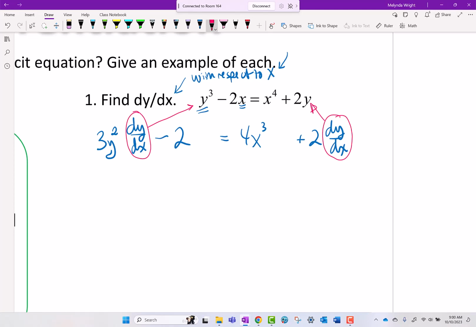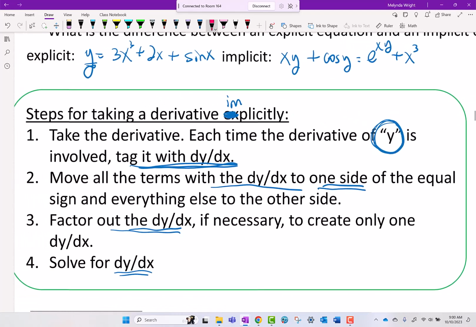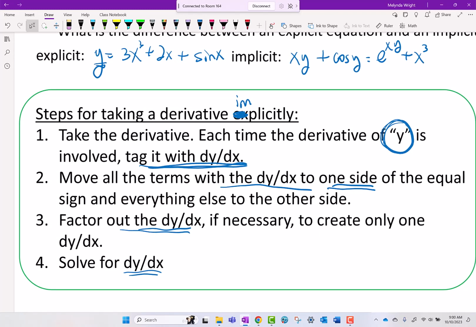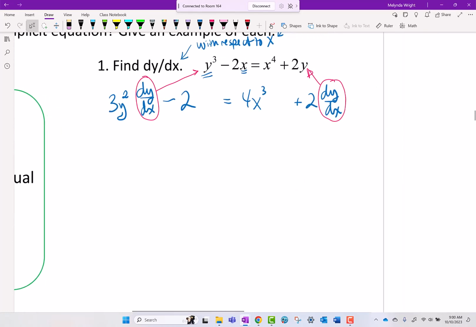All right, so we just did step one, which was take the derivative. Each time the derivative of y is involved, tag it with dy/dx. Number two, move all the terms with dy/dx to one side and everything else to the other. Now, you can see that I have one on each side. It really doesn't matter which way we go.